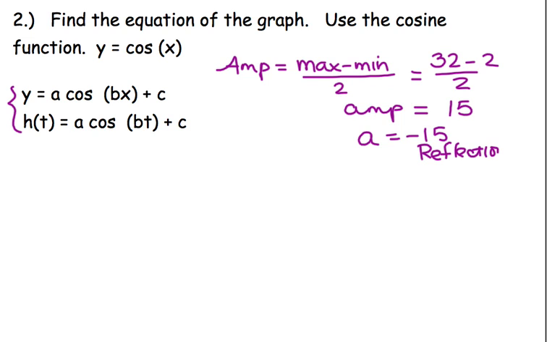So now we've taken care of that. Let's do the B next. So we've done the A, let's go to the B. B is found from the period. How long is the period? How long is 1 revolution? 60 seconds. Good.